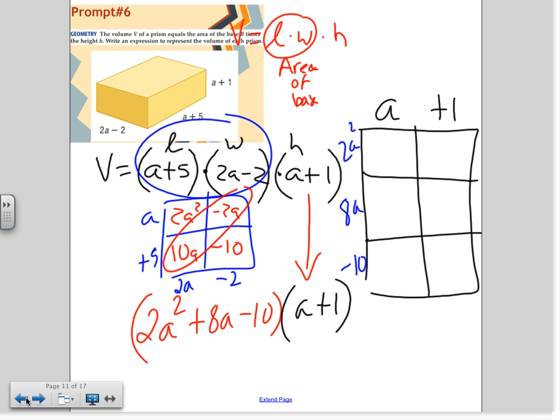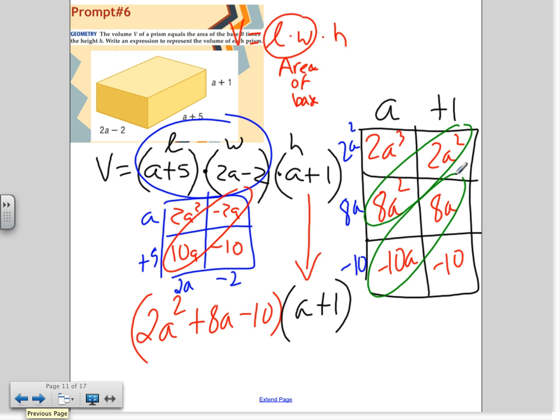First box, anyone? 2a cubed. Okay. Bottom: 8a squared. Negative 10a. Very good. On the side here: 2a squared, next 8a, and negative 10. Once again, you see that pattern already, right? If you look diagonally, indeed we do have like terms. But if you check diagonally and you don't see like terms, don't force yourself. Just write everything out. That's okay.